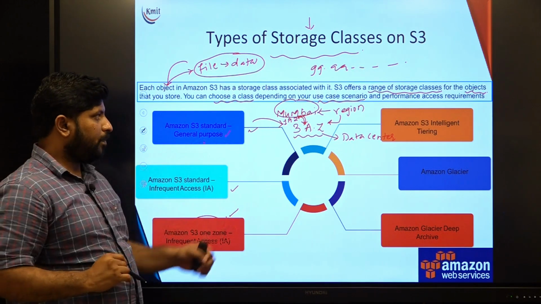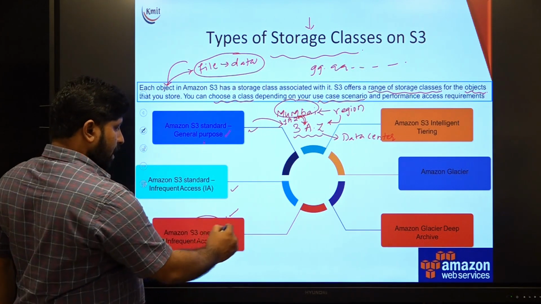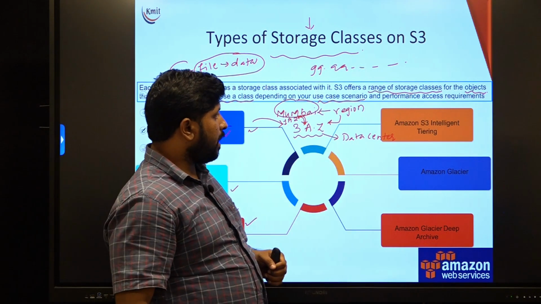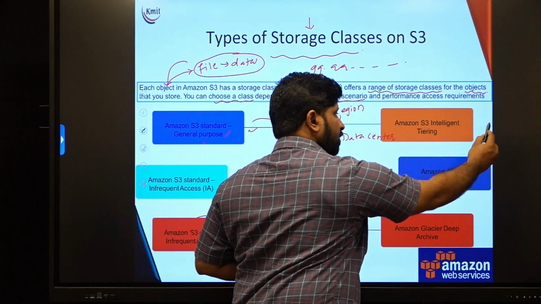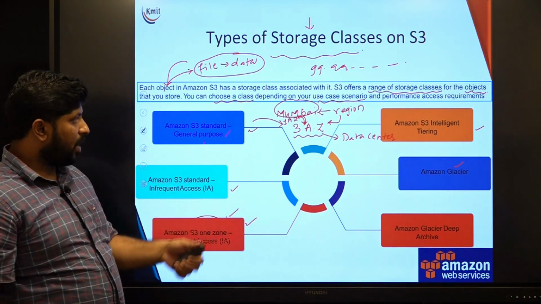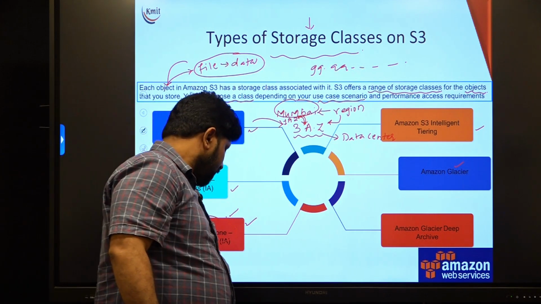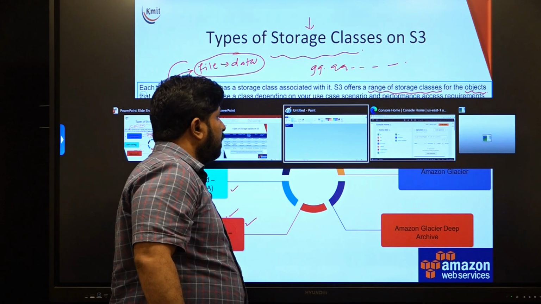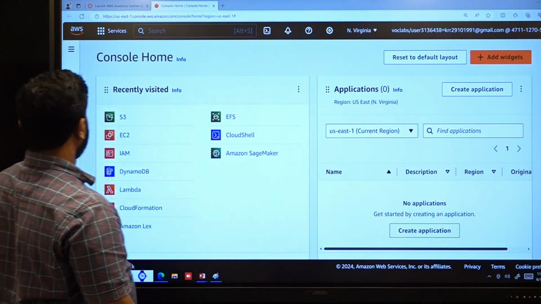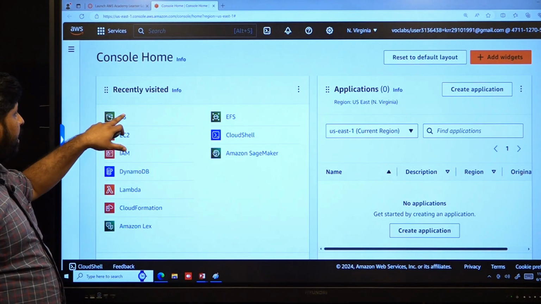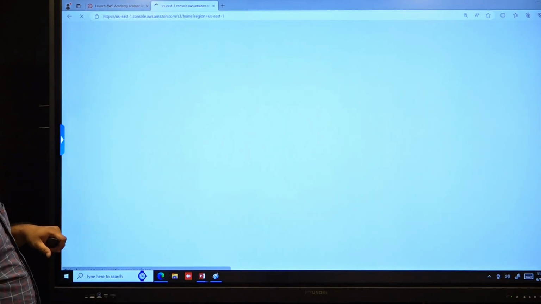If you don't want that to happen, you can adopt one zone, as well as you can have intelligent tiering, Glacier and Glacier Deep Archive. We will be focusing on these one by one, but prior to that, as we have discussed that this is going to be associated with objects, this is my AWS dashboard and I am opening the S3 bucket.